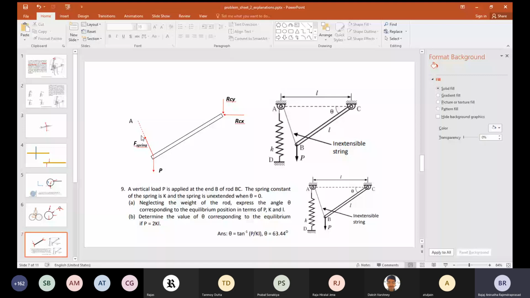Actually, if you draw a perpendicular from C to this, then I will use only the projection formula. So AB is what? 2L sine theta by 2. That is right. AB is equal to 2L sine theta by 2. What is the value of F spring? 2KL sine theta by 2.